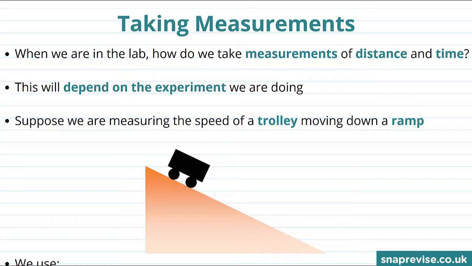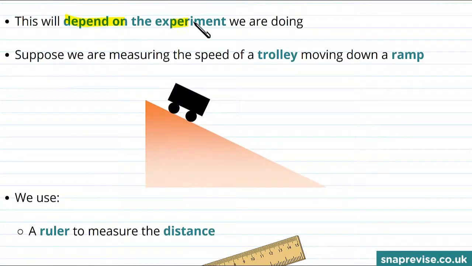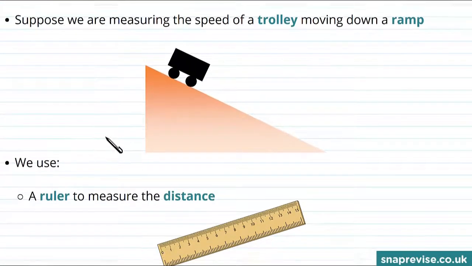Let's imagine that we wanted to try and calculate the speed using our formula. Then we're going to need a way of discovering what the distance travelled and the time taken are for some object. Well, when we are in the lab, how do we take these measurements of the distance and the time? Well, the way that we do this is going to depend on the experiment that we're doing.